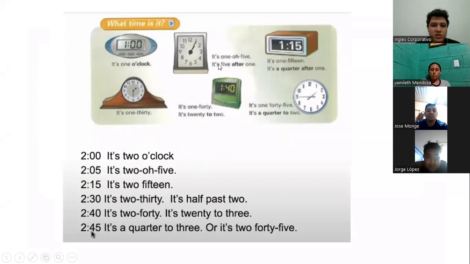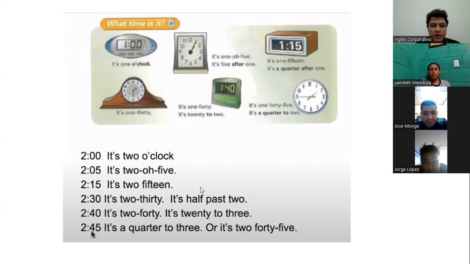También podemos decir, it's 5 after 2, ¿ok? Son las 2 y 5 pasadas, right? It's 5 after 2, ¿ok? Now, esta. Imaginemos que aquí son las 2, right? So sería, it's 2:15, ¿ok? Or it's a quarter after 2, right? Now this one. Las 2 y media. It's 2:30. Or it's half past 2, ¿ok?